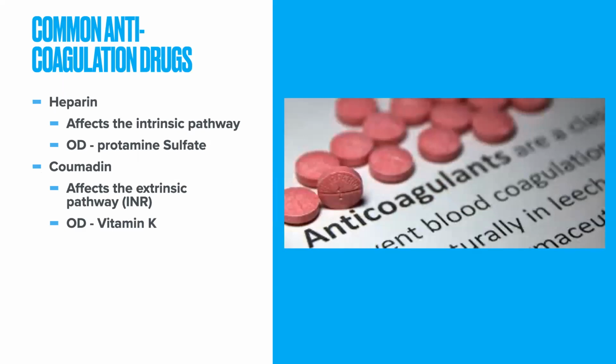Common anticoagulation drugs, including heparin. Heparin affects the intrinsic pathways. If you have an overdose of heparin, it's going to be protamine sulfate. And then Coumadin affects the extrinsic pathways, or INR. And then overdoses of Coumadin is going to be vitamin K.